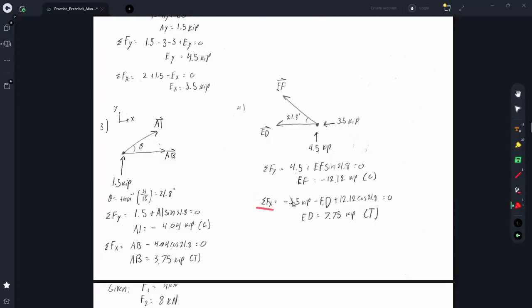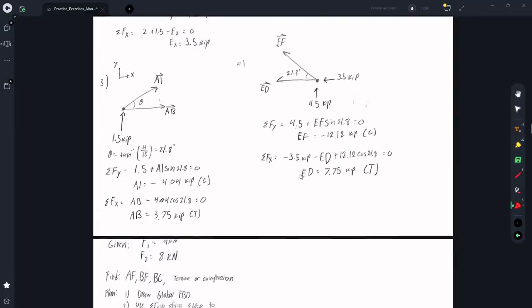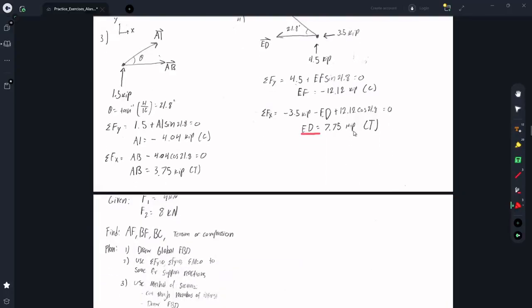For the sum of the forces in the x direction, it's negative 3.5, the support at E, and then minus ED, which is only in the x direction, and then minus this x component of EF, EF cosine 21.8, and the same deal as before. We assumed that they were in tension, so a positive would be like negative, and since we got negative here, we can just plug it in. It turns positive, and so you add it. Solving for ED, we get 7.75 kilopounds, and because it's positive, it's in tension.